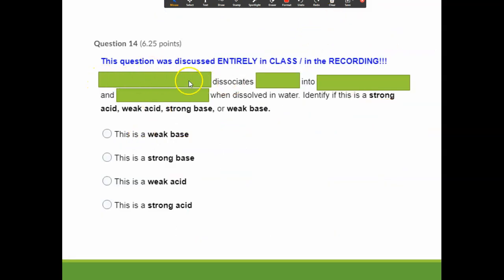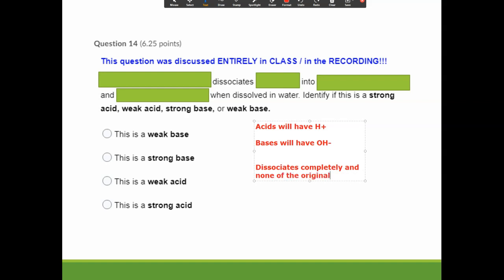So you have a compound. It tells you whether or not it dissociates completely or not completely, and it indicates what the ions are. So remember that acids will have H+, hydrogen ions, hydrogen cations. Bases will have OH negatives, which are negative hydroxide anions. Remember, if it dissociates completely and none of the original is left over, then that makes it strong, whether it's a strong acid because it's releasing H+, or a strong base because it's releasing OH-.